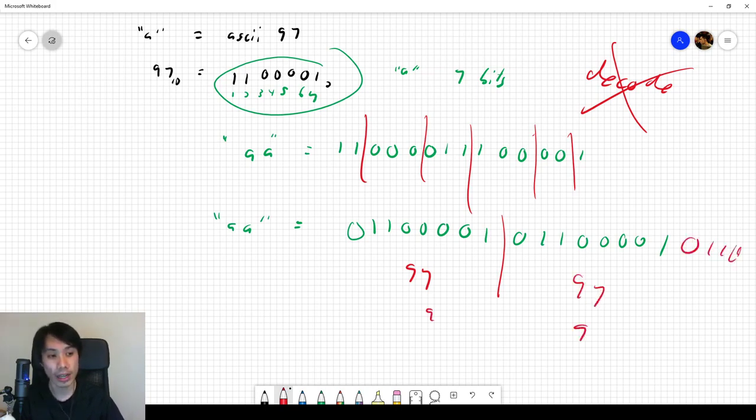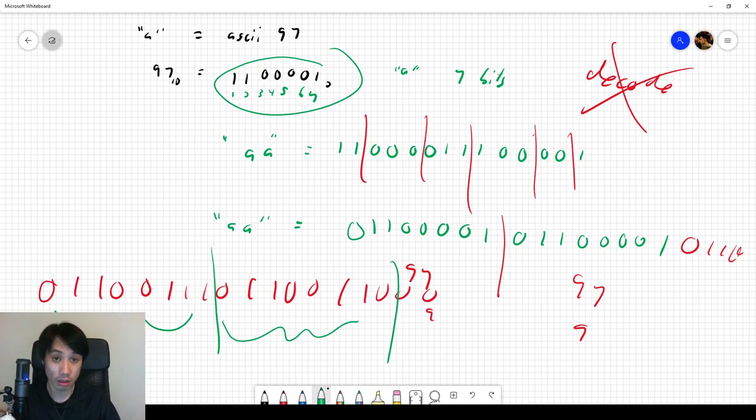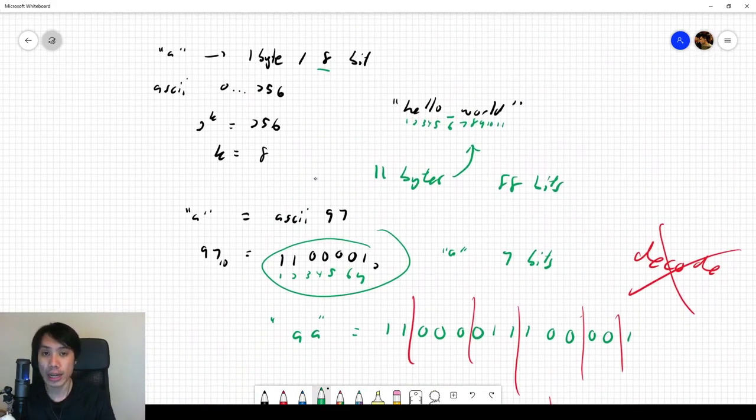So even if I have additional bits, it's totally fine. If I have a lot of bits, I will just slice 1, 2, 3, 4, 5, 6, 7, 8: first character. 1, 2, 3, 4, 5, 6, 7, 8: second character, and so on. This is why our characters are always saved in the form of 8 bits.